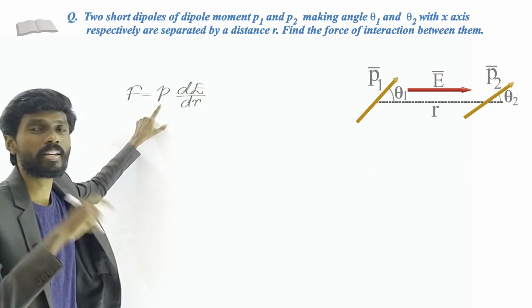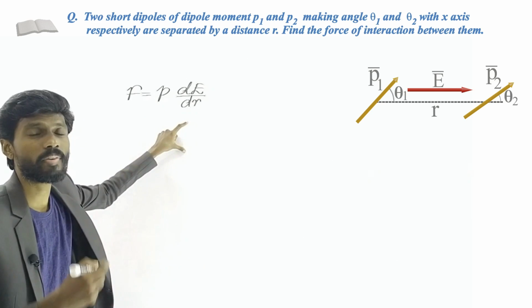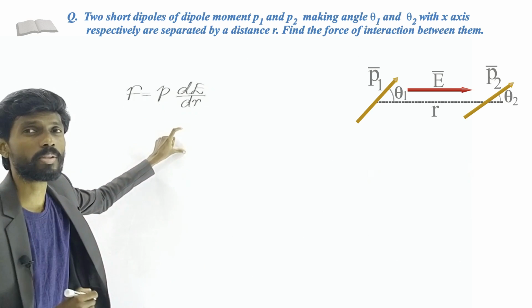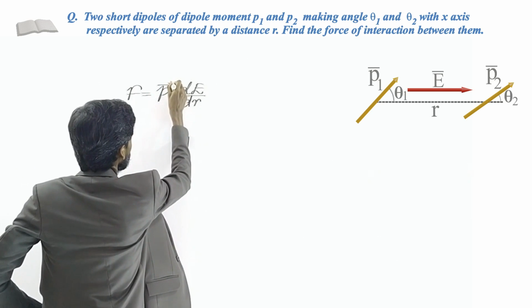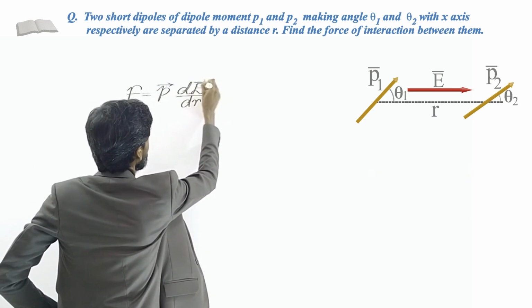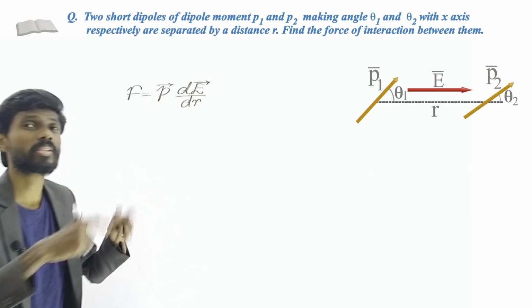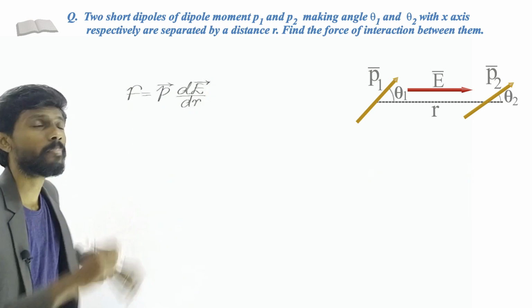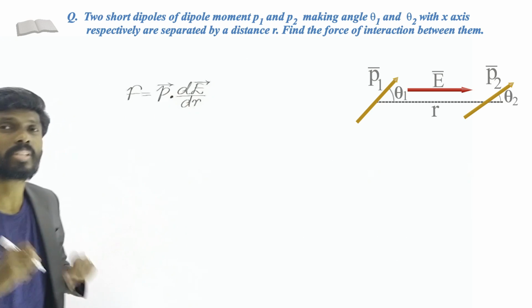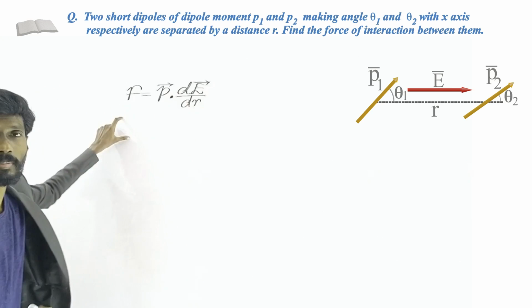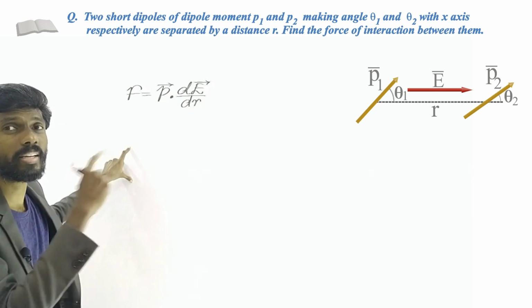This P, the dipole moment, and this electric field, these two must be the same direction, only then we can use this formula. But here these two are different, so we have to use the vector form. This is P vector and also this is electric field vector. Because the directions are different, we have to use this formula. So take the dot product of this. Yes, this is the formula for the force due to one dipole on the other dipole.